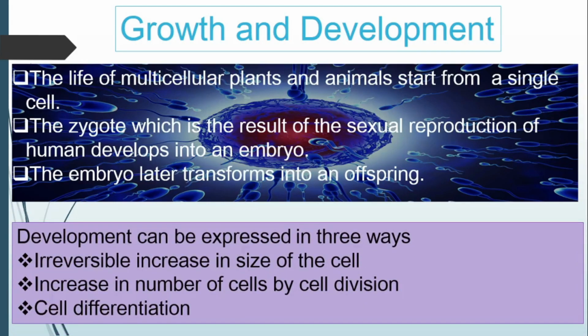Development can be expressed in three ways. The first way is irreversible increase in size of the cell. The next way is increase in number of cells by cell division. And the last way is cell differentiation.